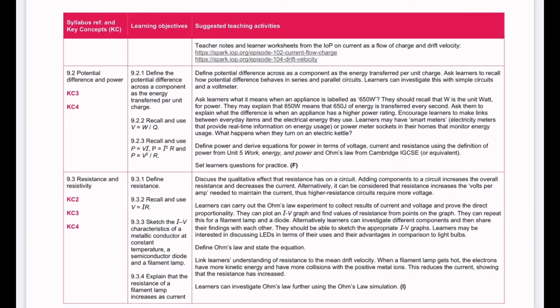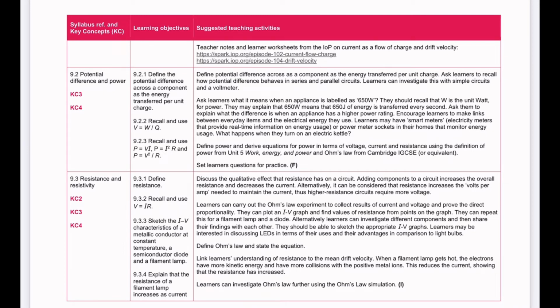Key concept 9.2 Potential difference and power. Learning objectives. 9.2.1 Define the potential difference across a component as the energy transferred per unit charge. 9.2.2 Recall and use V equals W upon Q. 9.2.3 Recall and use P equals IV, P equals I squared R, and P equals V squared upon R.